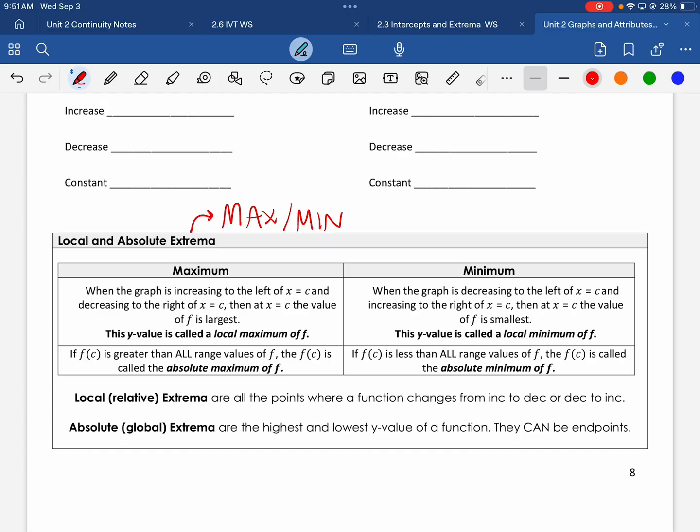A maximum is when your graph is going to go from increasing to decreasing. A minimum is when your graph is going to go from decreasing to increasing. If you go from increasing to decreasing, it makes the mountain, right? So that would give you a maximum. Whereas if you go from decreasing to increasing, it makes kind of like the valley. But it would give you your minimum.